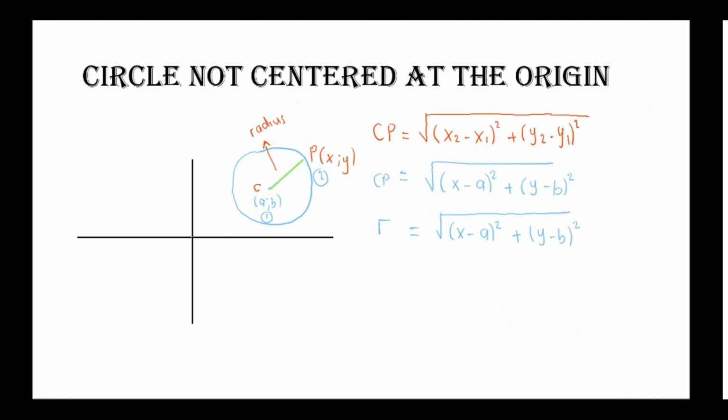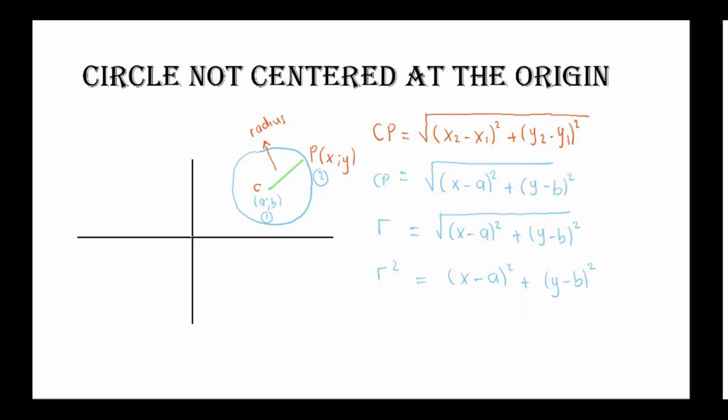To get rid of the square root sign, you can just square both sides, and then you're going to have r squared equal to (x minus a) all squared plus (y minus b) all squared. So this is basically how the equation for a circle that's not centered at the origin was derived. The general equation you should use for circles that are not centered at the origin is r squared equals (x minus a) all squared plus (y minus b) all squared.